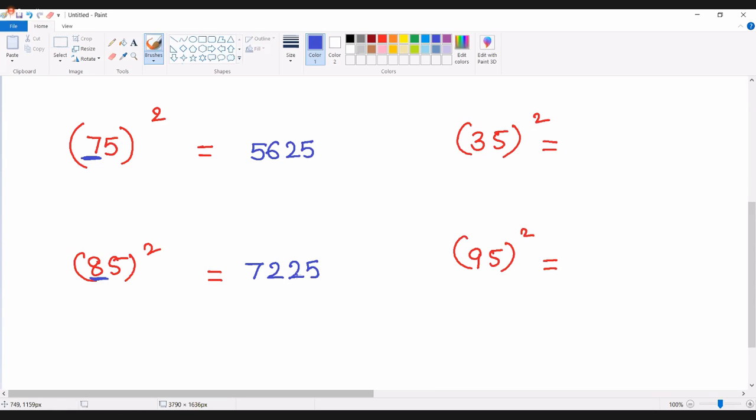Answer is 7225. What is the value of 35 square is the question. So leftmost digit is 3. Multiply with the next number. 3 into 4 is 12. 5 square is 25. Answer is 1225. 95 square is there. 9 into 10 is going to be 90. 5 square is going to be 25. Answer is 9025.